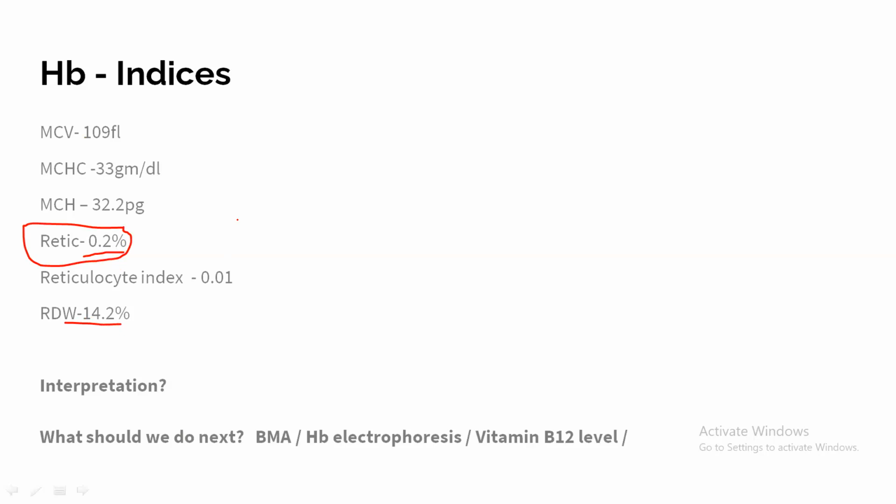So how to interpret this CBC? This child has anemia, macrocytosis, and reticulocytopenia, with normal RDW. So that is the interpretation. What should we do? What differential diagnosis should we have when a young child less than 3 months old presents with anemia and reticulocytopenia without any fever?